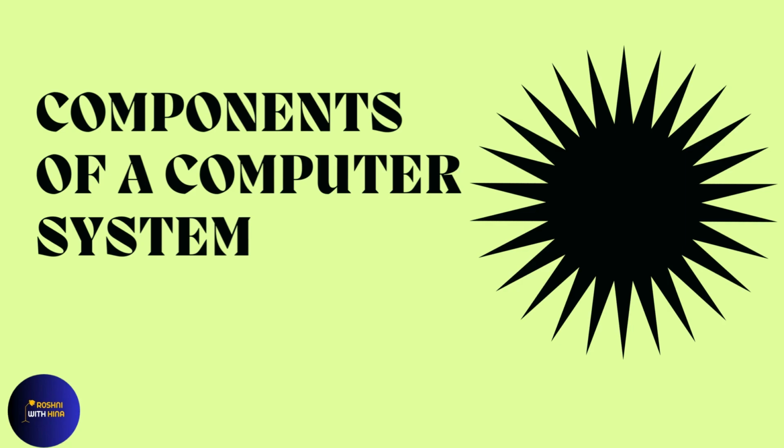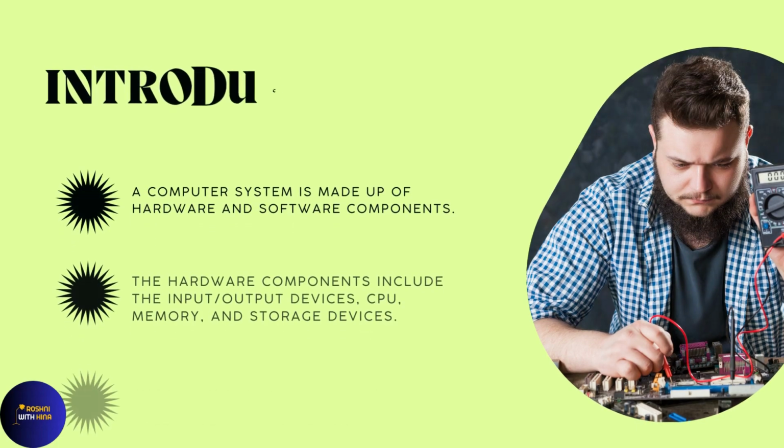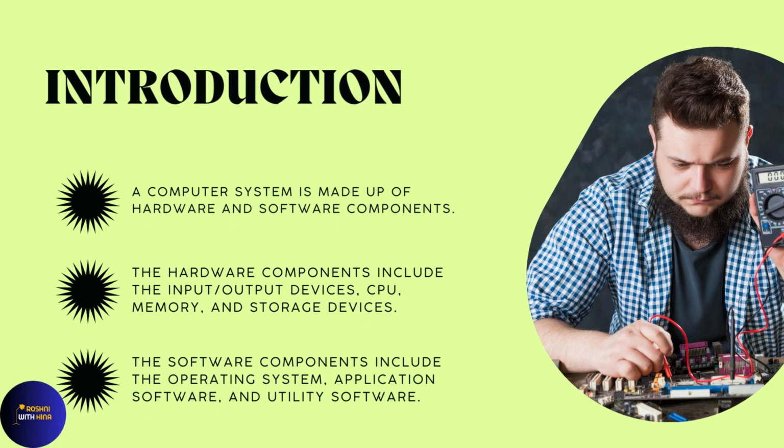Today I will discuss the topic components of a computer system. Introduction. A computer system is made up of hardware and software components. The hardware components include the input output devices, CPU, memory, and storage devices. The software components include the operating system, application software, and utility software.